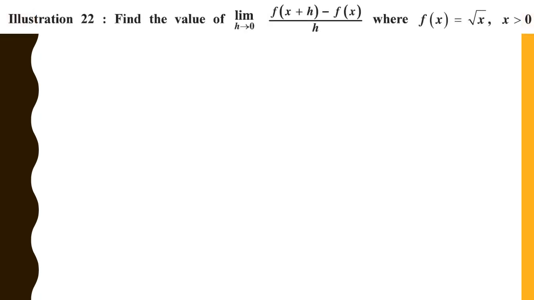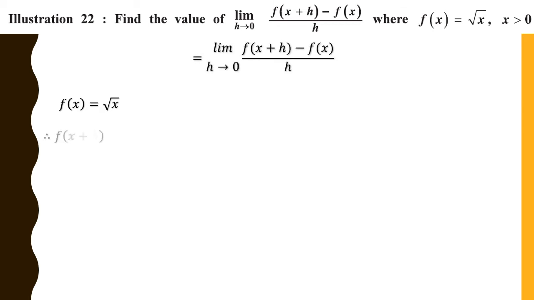Next is illustration 22. We have to find the limit h tends to 0 f(x plus h) minus f(x) upon h. Now till now this doesn't seem like a square root question, but there is a twist in the story that f(x) is actually root x. So now this has become a question which contains a square root value. First just write down the equation as it is in your notebooks. Now what we have to do before solving this equation is write down that if f(x) is root x, then f(x plus h) becomes root x plus h.